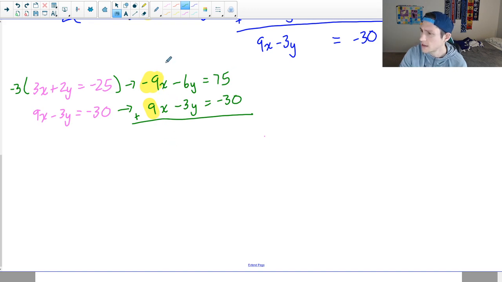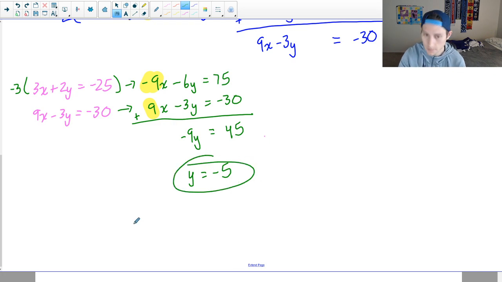Let's add. So that's 0, negative 6y plus negative 3y, negative 9y, 75 plus negative 30, 45. Divide both sides by negative 9. y equals negative 5. So there's a good start.